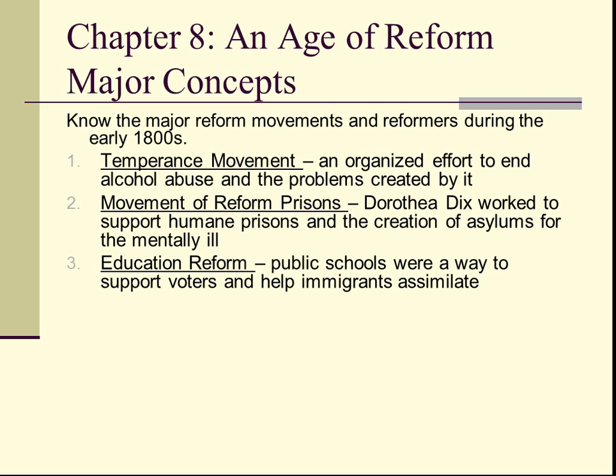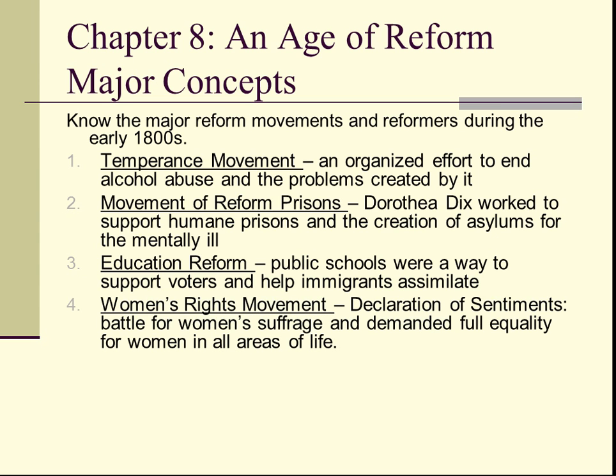The third thing is education reform. This is public schools where we support voters and help assimilate immigrants. The fourth one is women's rights. The Declaration of Sentiments is the most important document for that. Battle for women's suffrage, and they demanded full equality for women in all areas of life, not just suffrage. And the fifth one is the abolitionist movement, and that's the anti-slavery movement.